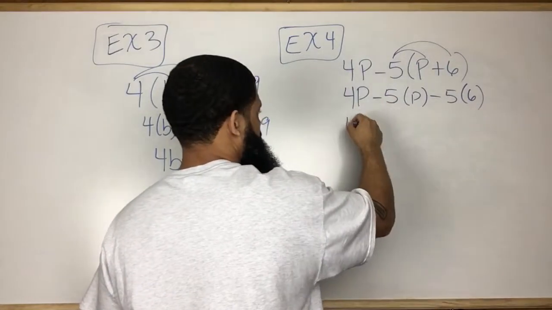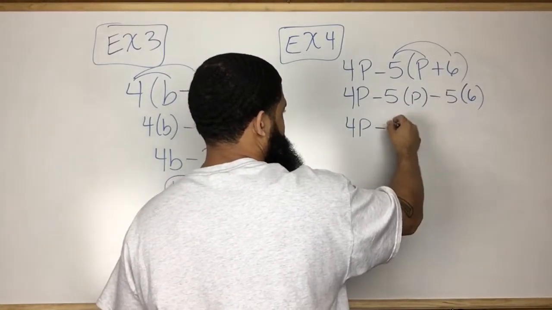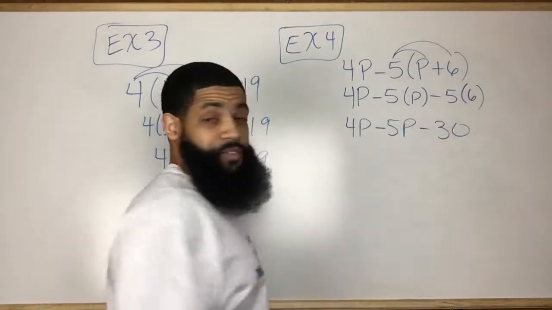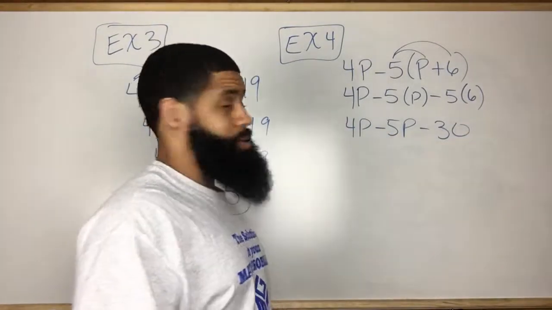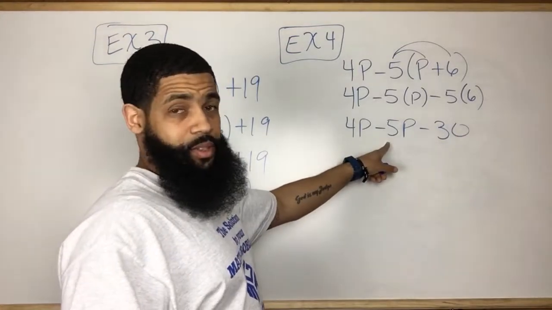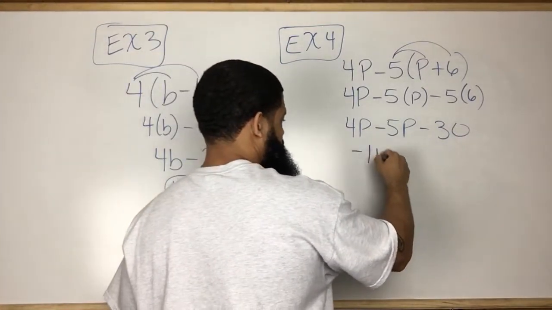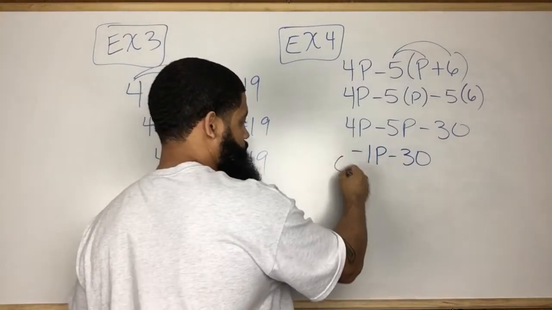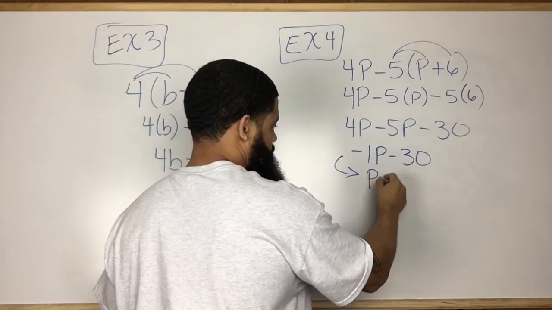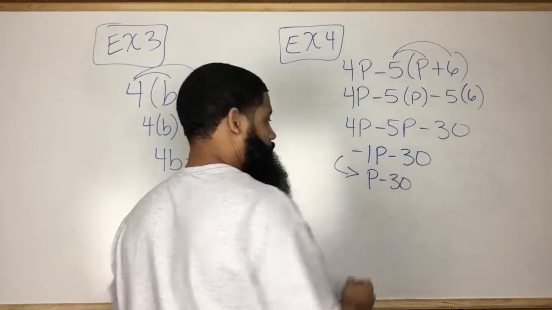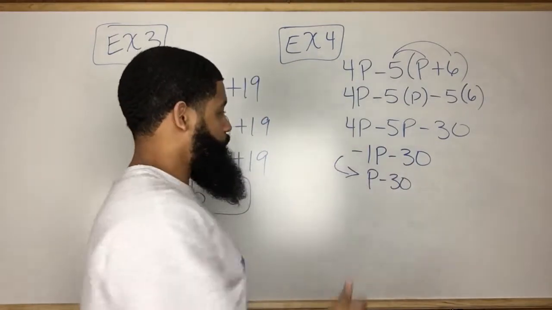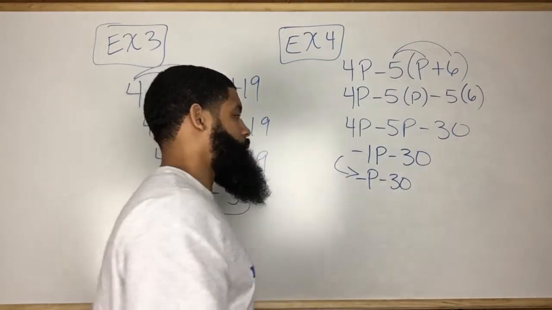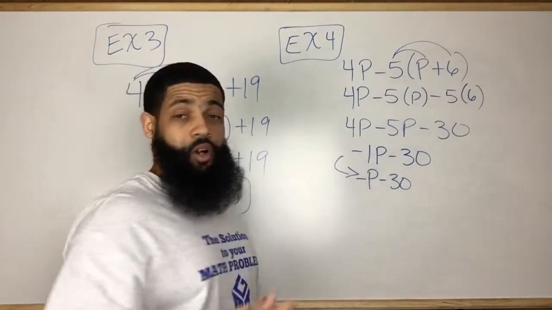Alright, so 4p minus 5p, and then minus 30. 4p minus 5p are like terms, so you must combine them. 4 minus 5 is negative 1p, then minus 30. We could also say just negative p minus 30. Okay, so either one of these versions. Can't forget that negative. All right, but either one of those versions, they are the same thing.